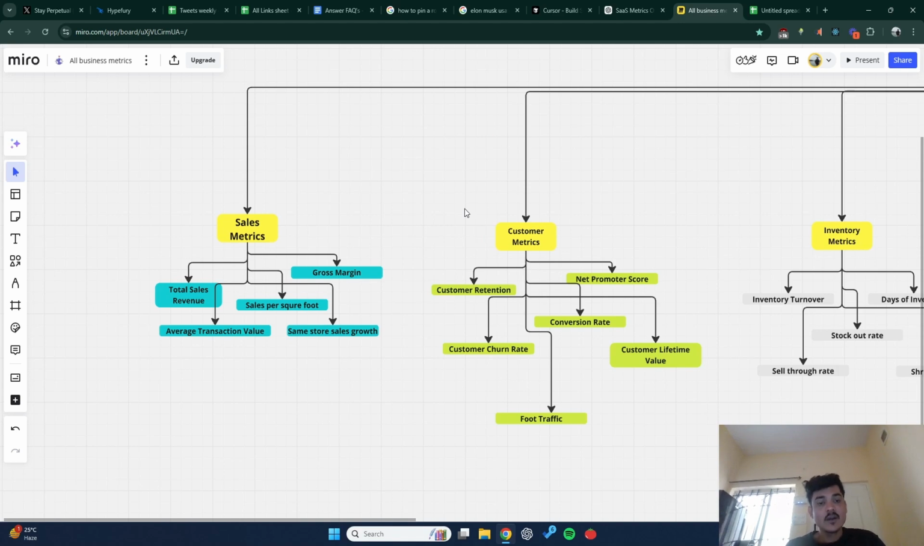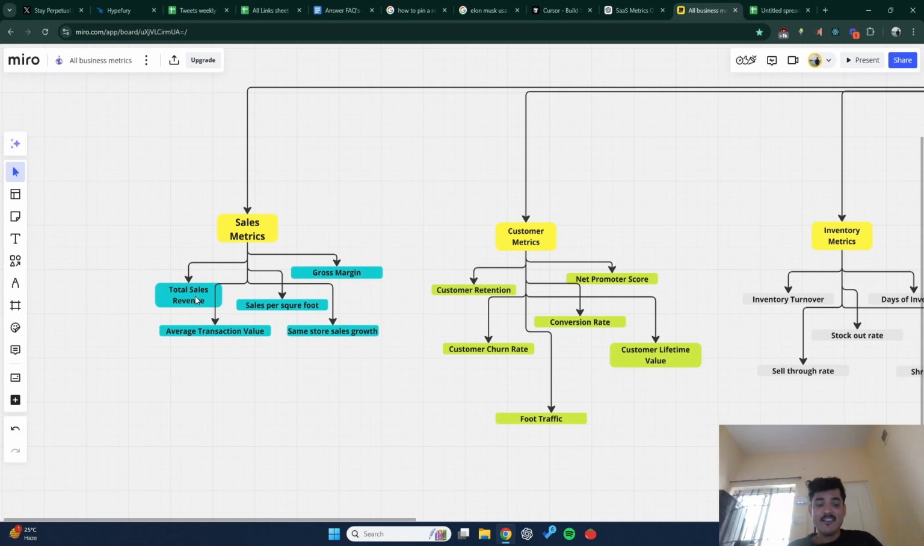Let's start with sales metrics. Here we can see the total sales revenue. It is the total income from sales. It is very simple to calculate, but it tells you how much money you're bringing into the business.